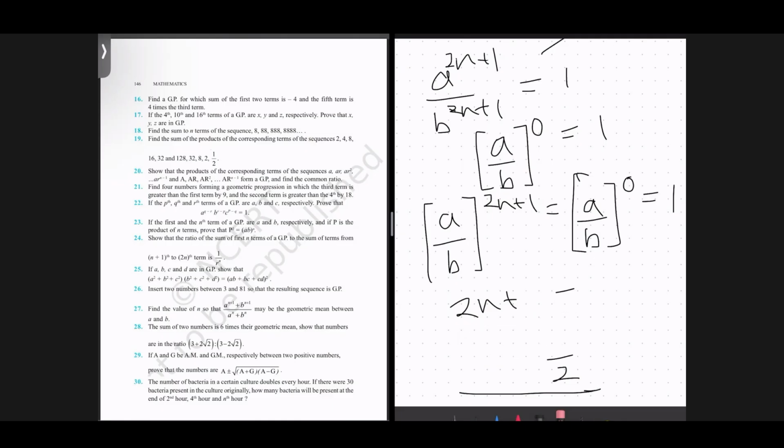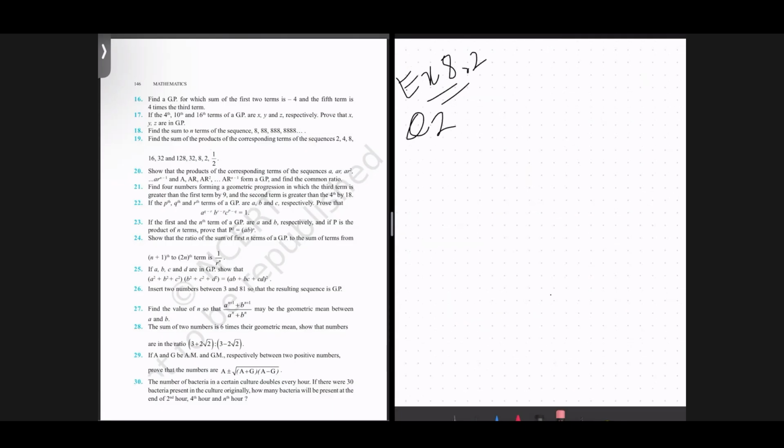Moving on. Now we are going to be solving question number 28. In question number 28, we have been told that the sum of two numbers is 6 times the geometric mean. Show that the numbers are in the ratio 3 plus 2 root 2 to 3 minus 2 root 2, right? So let us suppose that these numbers are going to be a and b, right?